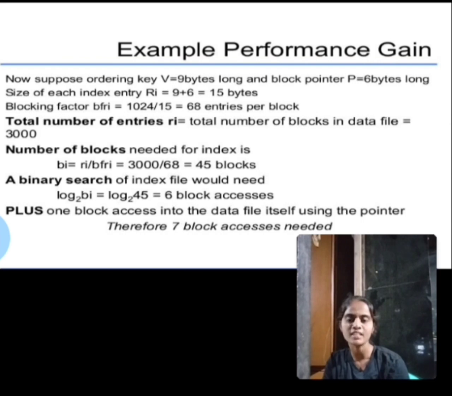Number of blocks needed for index is bi equal to Ri divided by b of Ri equal to 3000 by 68, total 45 blocks. A binary search of index file would need log2 bi equal to log2 45 equal to 6 block accesses, plus 1 block access into the data file itself using the pointer. Therefore 7 block accesses are needed.